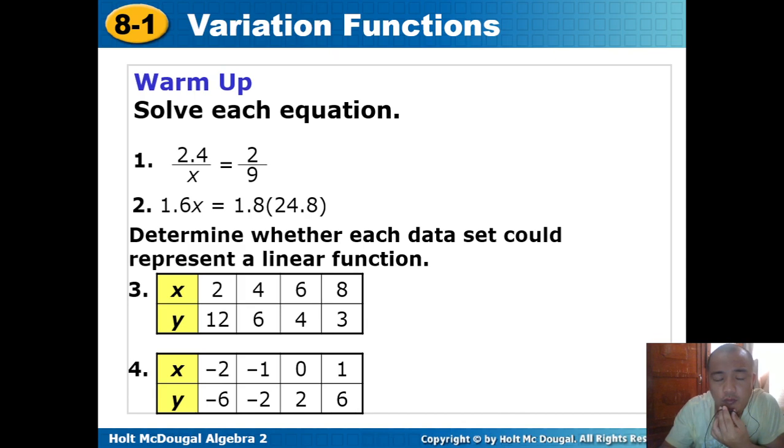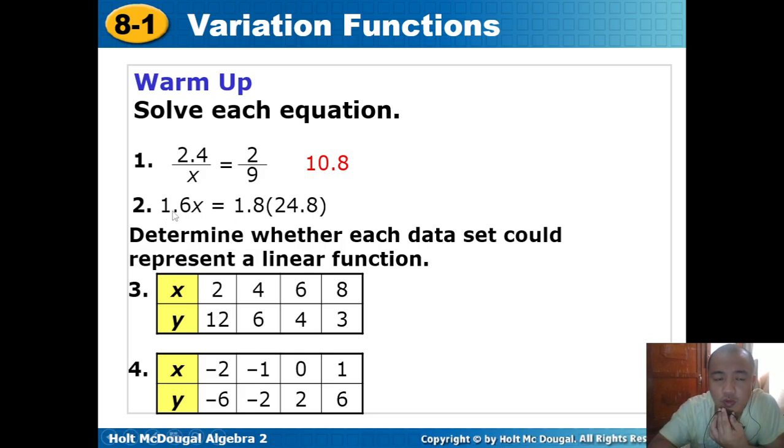For number 1, 2.4 over x equals 2 over 9. How do you solve that for x? Easy, right? Just use cross products. Multiply x by 2, which equals 2.4 times 9. And divide both sides by 2. The answer is 10.8.